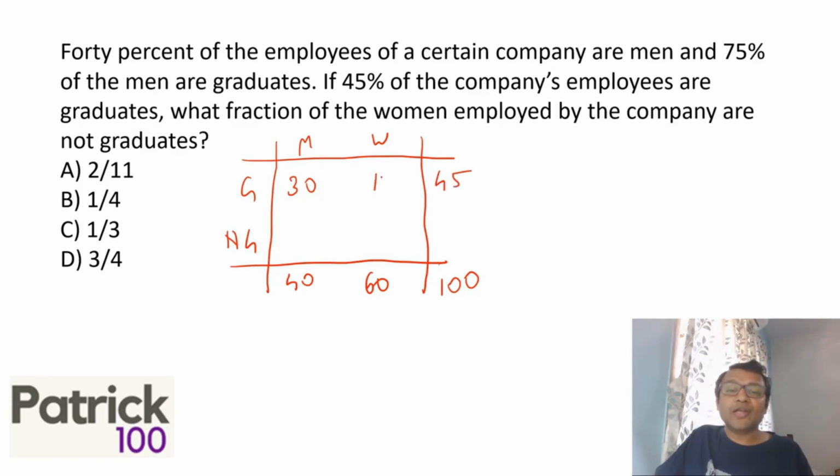Among women, 15 are graduates: 45 minus 30 is 15. So automatically the women who are not graduates will be 45. So the percentage is 45 upon 60 are not graduates, which is 3 by 4. So you can make out the answer is option D.